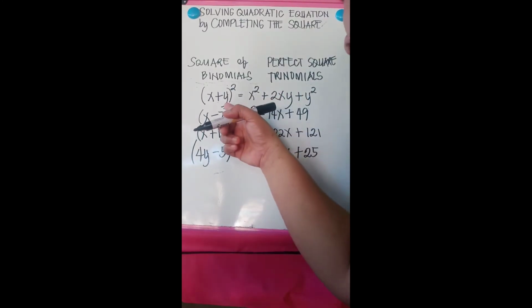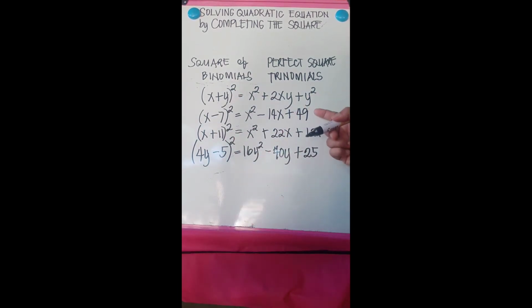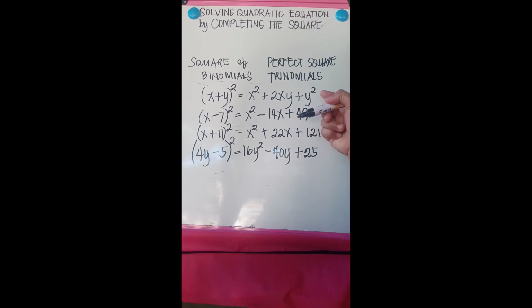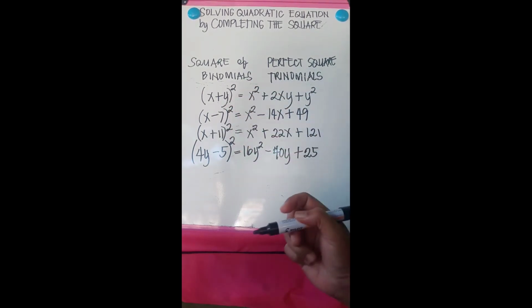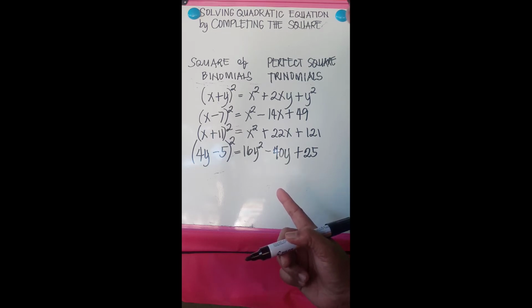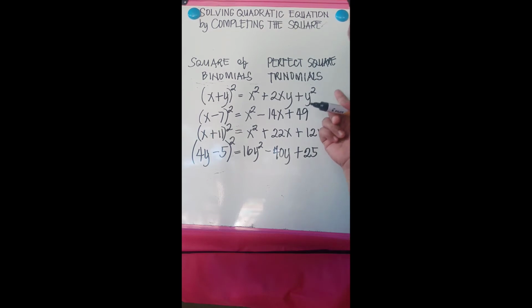So, the product of the square of binomials are perfect square trinomials. So, meaning, if you are going to get the factors of this, you will have a square of binomial. Naintindihan ba? So, that is the relationship between square of binomials and perfect square trinomials. Okay.